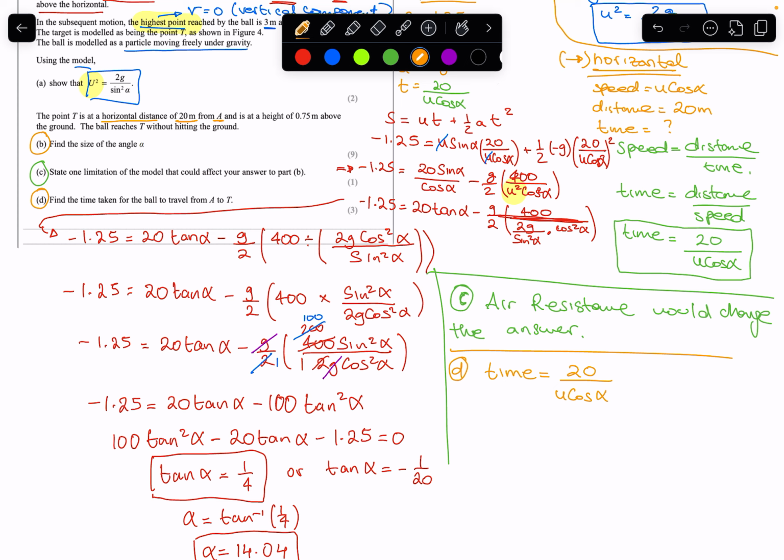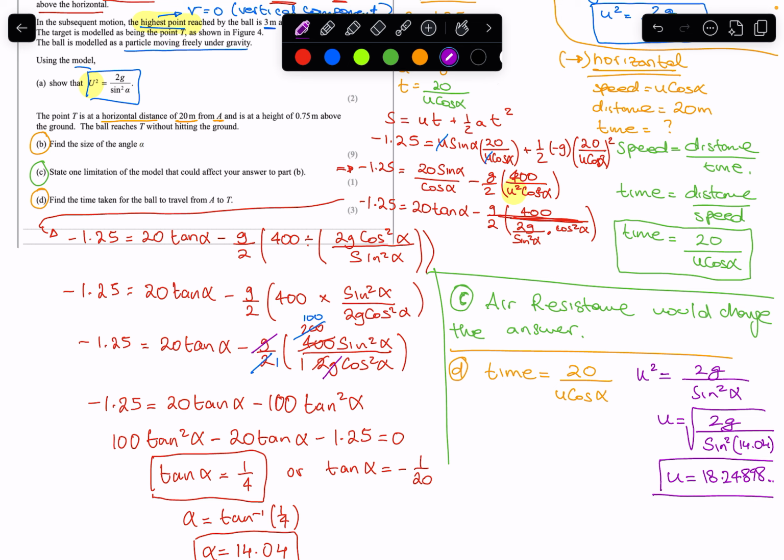At the moment I know my alpha, but I'm missing my u. But hang on a minute, I also know what u is equivalent to. u squared is equivalent to 2g over sine squared alpha. So u is equivalent to the square root of 2g over sine squared of, I'm going to put the value here, 14.04. And if I put this in, I get the u value as 18.24898 dot dot dot. So this is my u value.